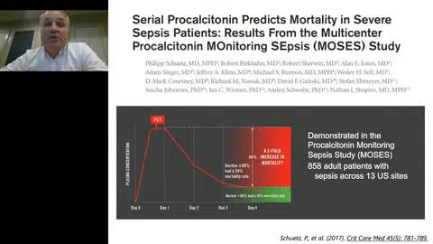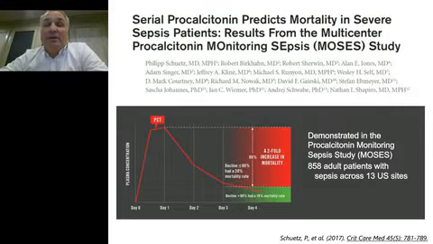And so the study proved to be positive, and we found that if a patient is not able to clear his PCT levels by at least 80% over 3 days, the mortality is more than doubled in these patients compared to patients that show a nice decrease over 3 days by 80% or more. So this study proved the prognostic value of PCT in regard to sepsis patients.